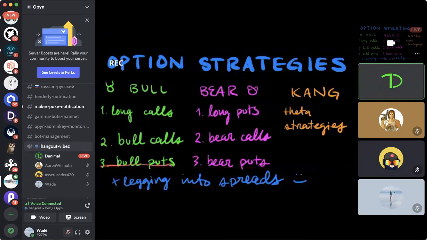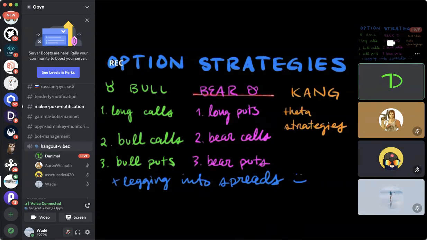And then finally, for bull strategies, we'll talk about bull puts, which is just a paired long and short leg of a bull put spread. So there's a higher short strike and a lower long strike. Because you're aggressive, you think that the underlying will be neutral to bullish.